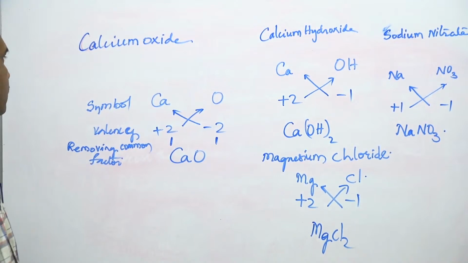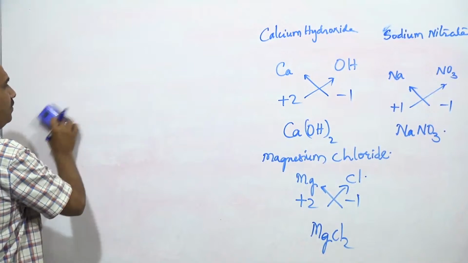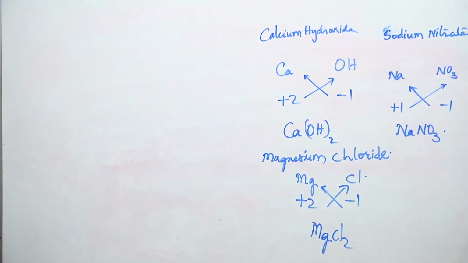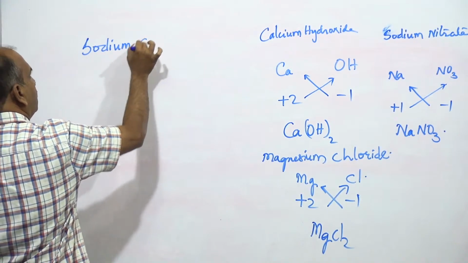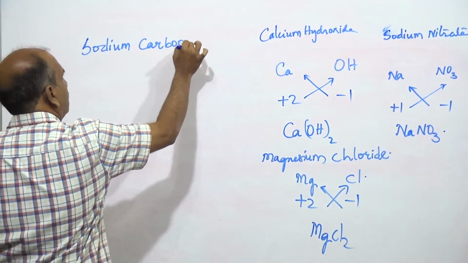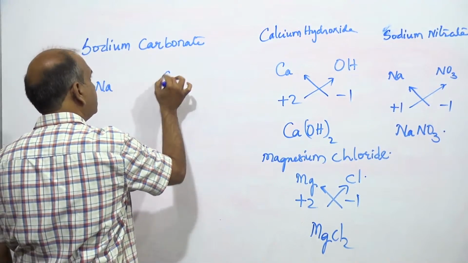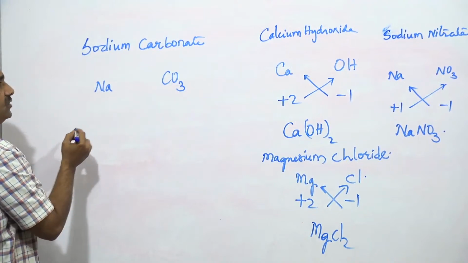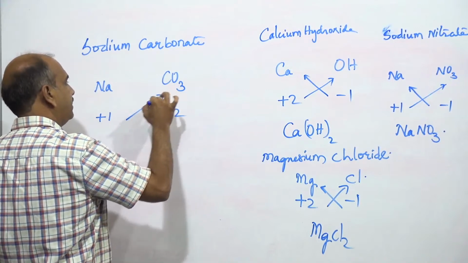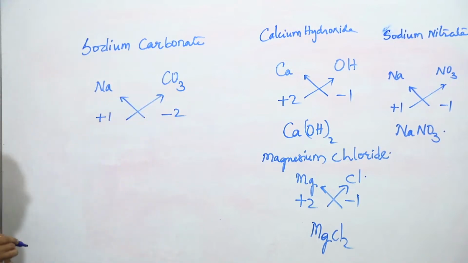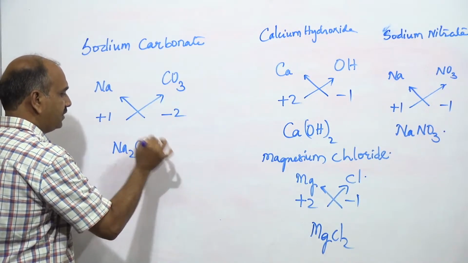Last example, sodium carbonate. So sodium is Na, carbonate is CO3. Charge over that, if you write, this is +1, this is -2, and then when you cross, carbonate will be 1, sodium is 2, so the formula shall be Na2CO3.